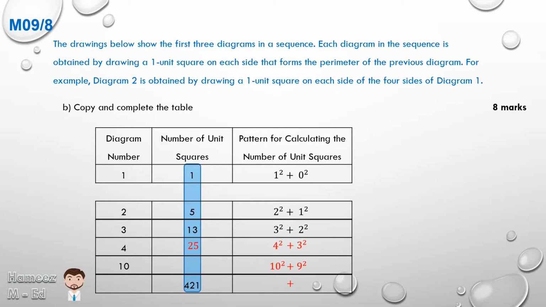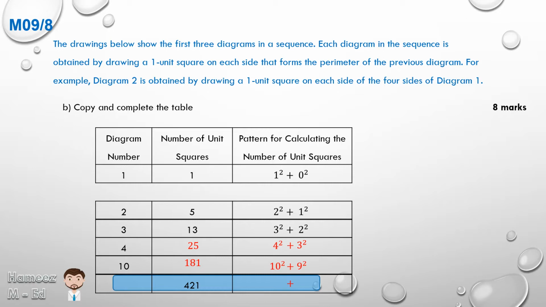Now similarly, let's go to the diagram number 10. 10 squared plus 9 squared, 10 tens are 100, 9 nines are 81. 100 plus 81 is equal to 181. Now in our final row, they gave us the total, which is 421. Now which two numbers, when we square them and we add them together, will give us 421?